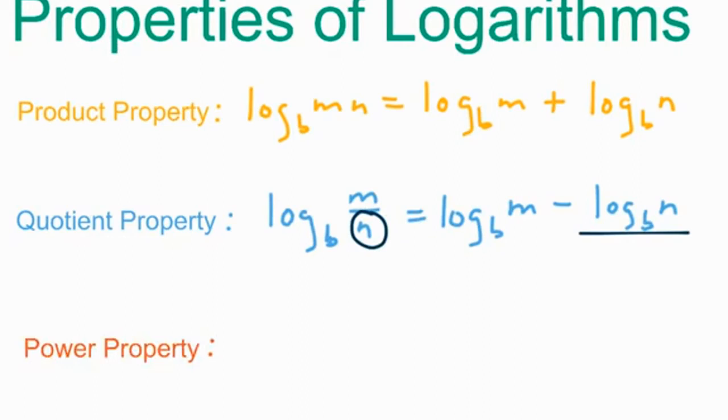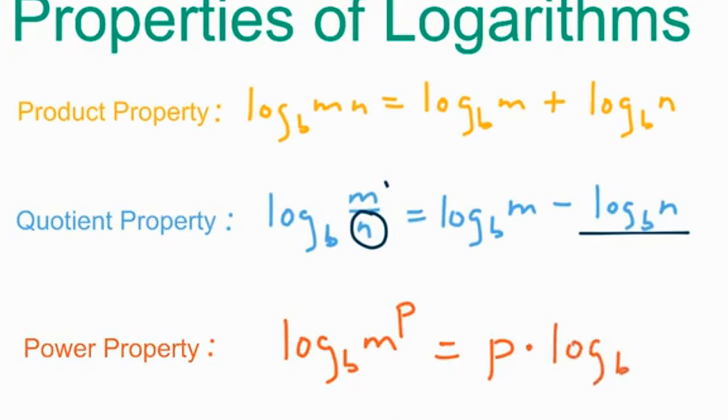And lastly, we have what's known as the power property. Now, the power property is my favorite because what it does is it takes an exponent, like in this case, the log base b of m to the p. So here we have p as an exponent, and it takes that exponent and makes it come tumbling down. It makes it come out front. So if I have a statement of the log base b of m to the p power, I could write that as p times the log base b of m. And again, notice that the exponent is coming out front.